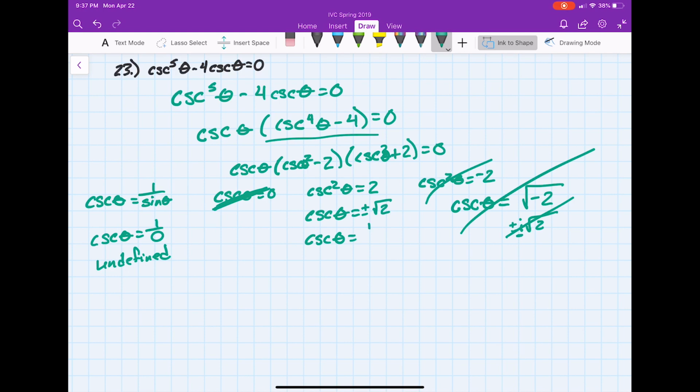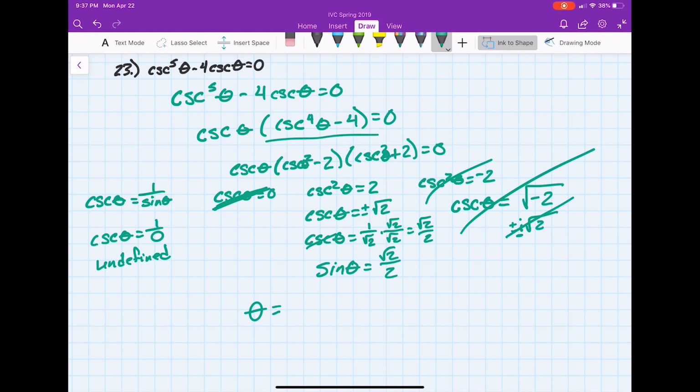So cosecant theta is equal to 1 over square root of 2. And we'll rationalize this out, and we will end up with square root of 2 over 2. Now, of course, this is still going to be plus or minus. So when we look for this, we are looking for square root of 2 over 2. And as I said, this will be plus or minus.